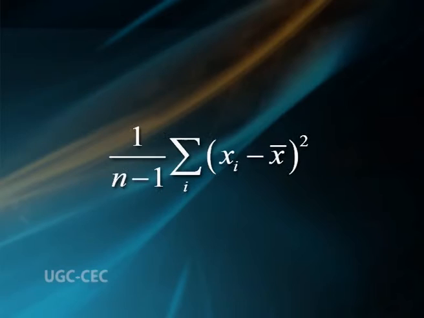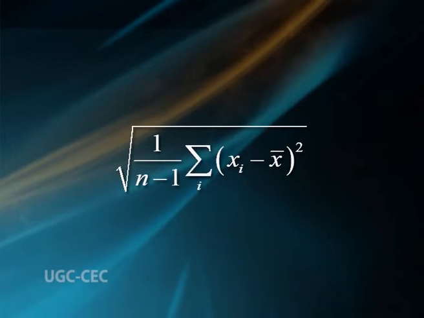If a set of sample observations are drawn from a population with unknown variance, we find an approximate value or estimate of population variance using sample observations using the expression 1 by n minus 1 into summation over i x i minus x bar square. Hence, we obtain an estimate of the population standard deviation as square root of 1 by n minus 1 summation over i x i minus x bar square.